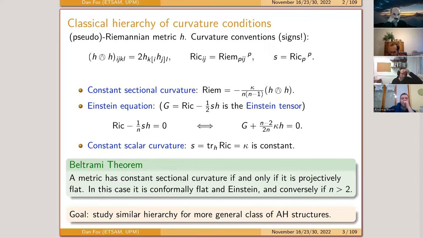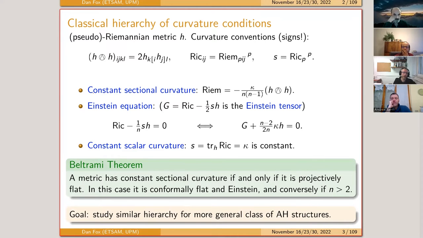This is to explain a little bit what I'm going to mean by Einstein, which is something I'm going to go into in more detail today. So we have this classical hierarchy of curvature conditions, which is constant sectional curvature, the Einstein equation, and constant scalar curvature. I'll explain the notation in just a moment. The idea I have in mind is that the first equation is the most restrictive, the strongest. The second is its traced version. And the third is its traced version.